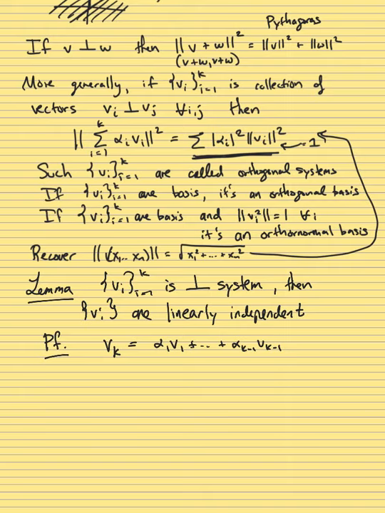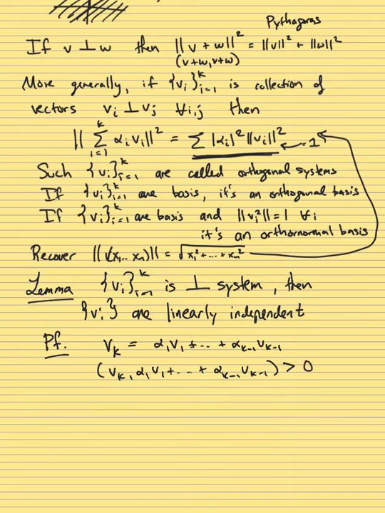Well then, what we know is that if I look at the norm of v_k, which equals the norm of alpha_1 v_1 up through alpha_{k-1} v_{k-1}, this will be greater than 0.